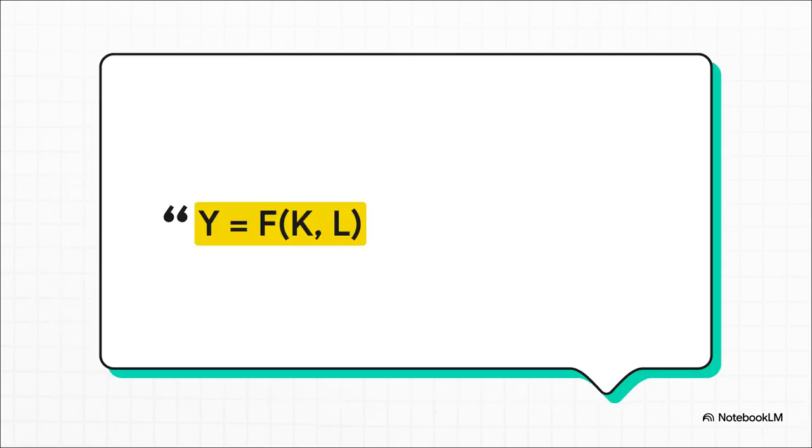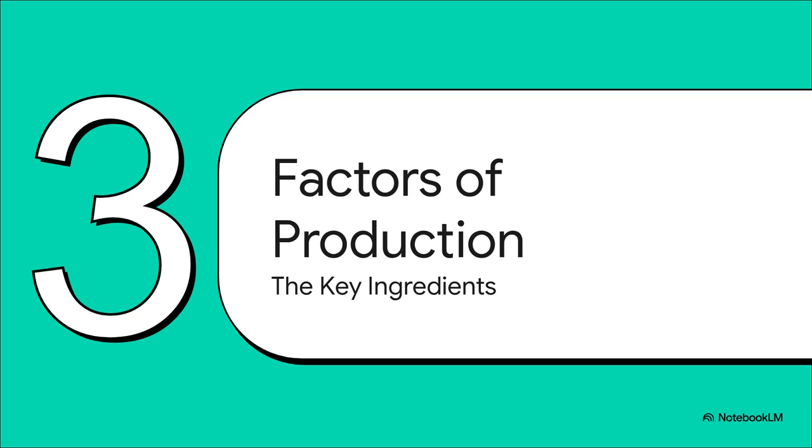And here's what it looks like in its simplest form. Now, I know it looks a little mathy, but trust me, it's not complicated. All it's saying is that your total output, Y, is just a function, or a result, of combining your main ingredients, which we call K and L. So what exactly are K and L? Well, let's break down those ingredients.